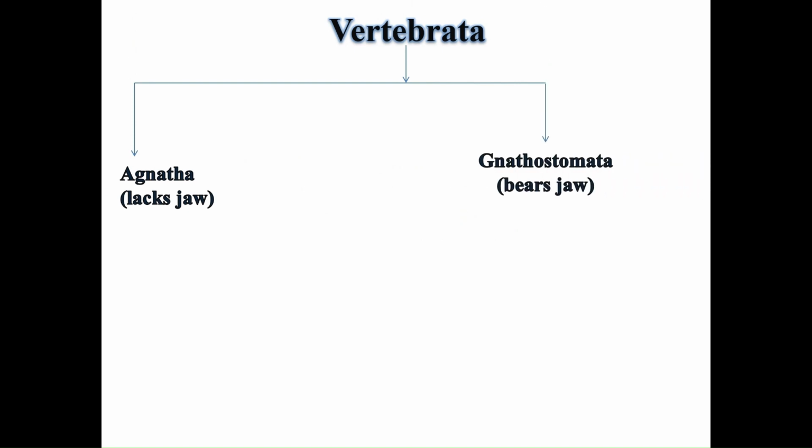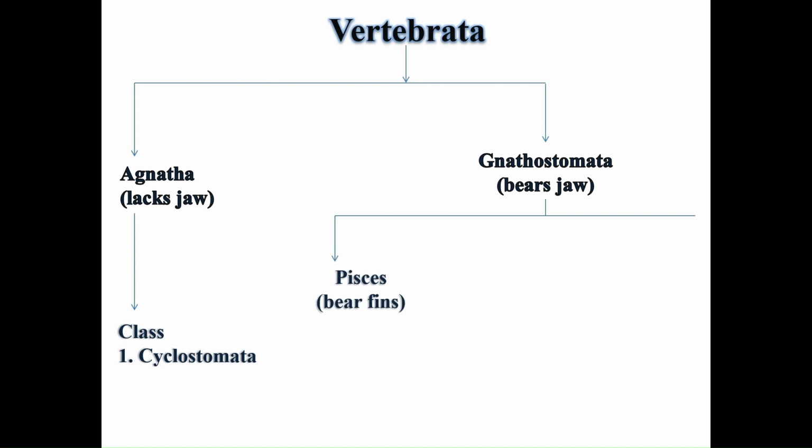Today, I'll discuss different classes of vertebrates. Vertebrata are divided into two different types: Agnatha, which lacks jaw, and Gnathostomata, which bears jaw. Agnatha has one class, Cyclostomata, and Gnathostomata is again divided into two different types.